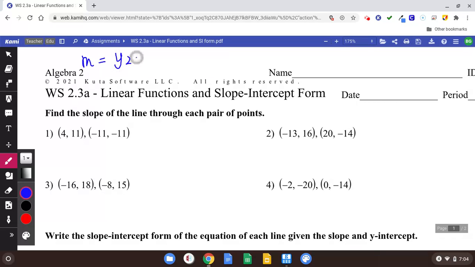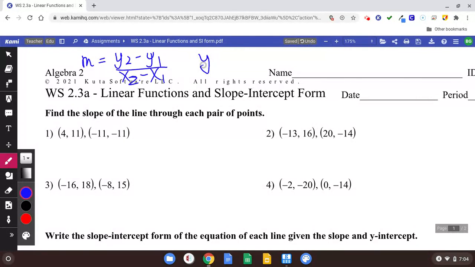M equals y2 minus y1 over x2 minus x1. Now, the 2 and the 1, they don't really do anything. It's not a squared. It's not an exponent. It's just saying it's the second y minus the first y over the second x minus the first x. Okay? So get that down, write that down.